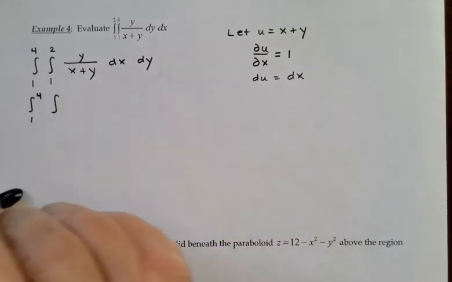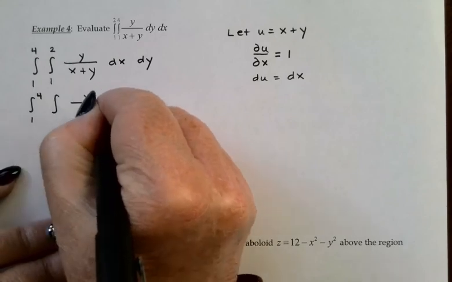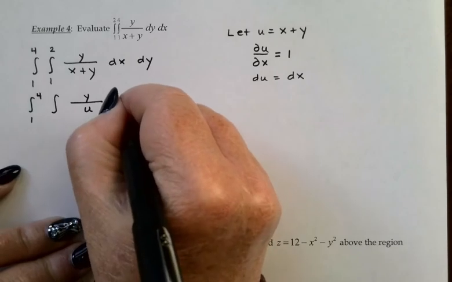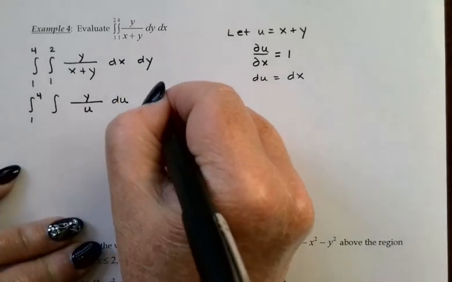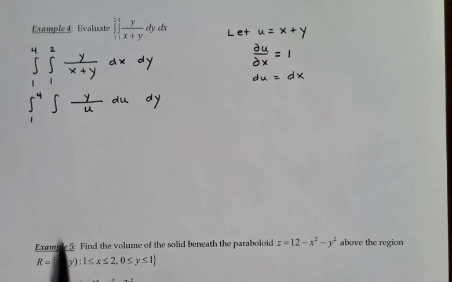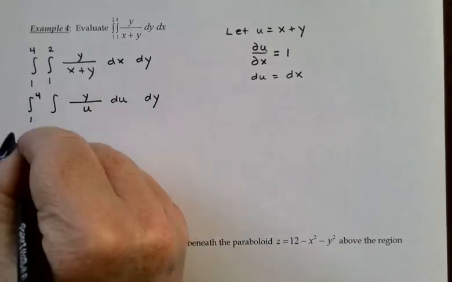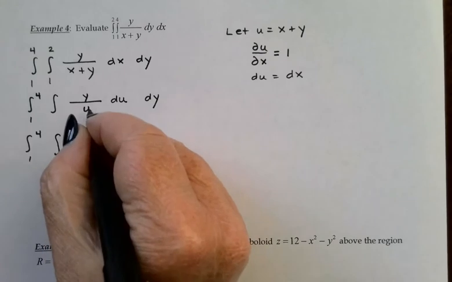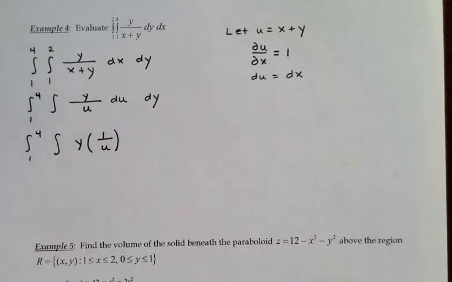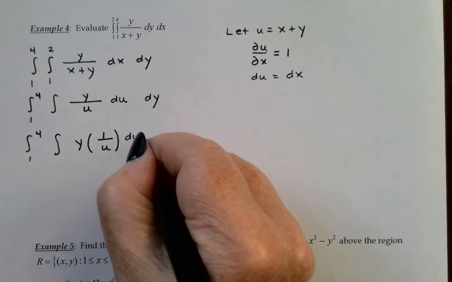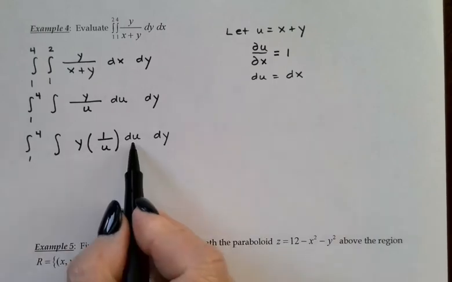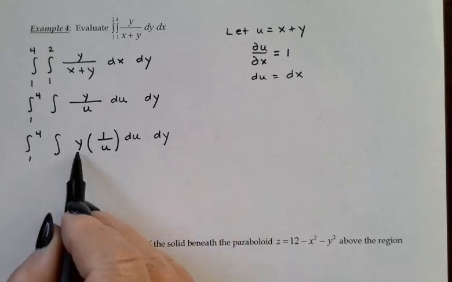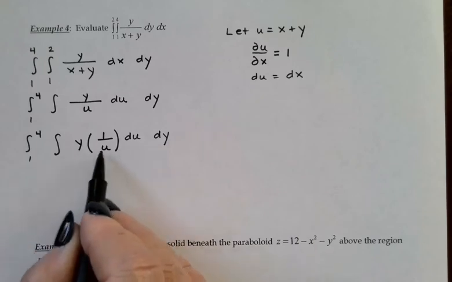So I have the integral of y over x plus y, which is u, dx, which is du, and that dy is still out there waiting its turn. Now, if this is bothering you, let me do a quick rewrite to remind you it's not that bad. Y is a constant multiplier, and I could rewrite that as y times 1 over u. As far as this integral is concerned, as far as u is concerned, y is just a number. It's like 4 or 7 or something. It isn't affected by this integration.